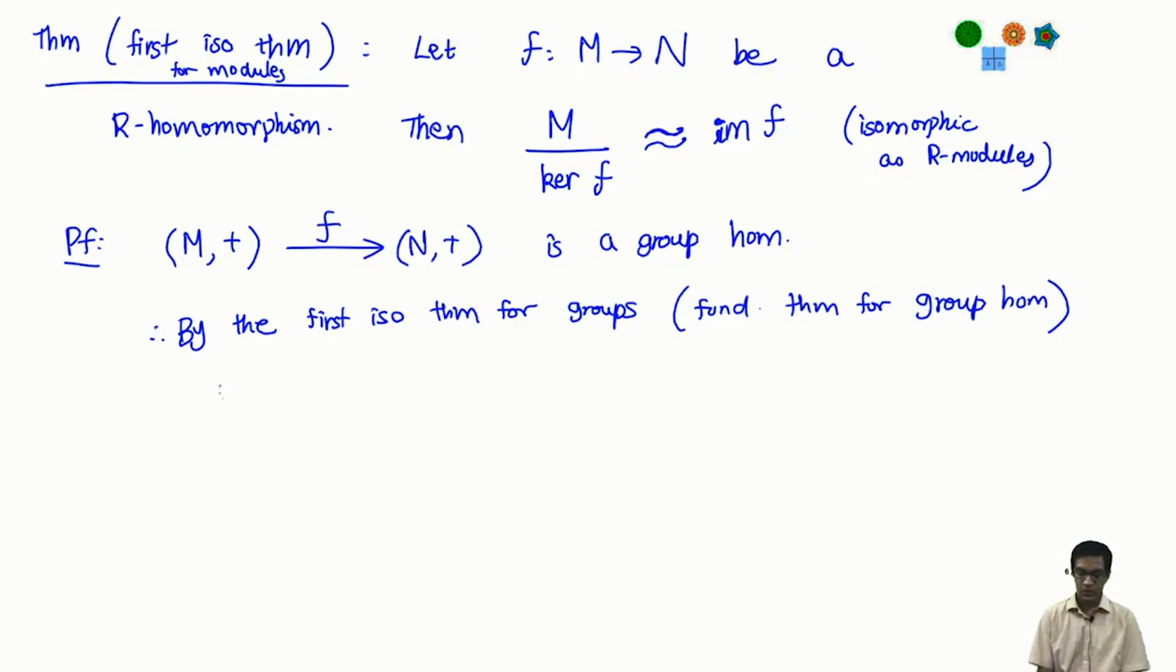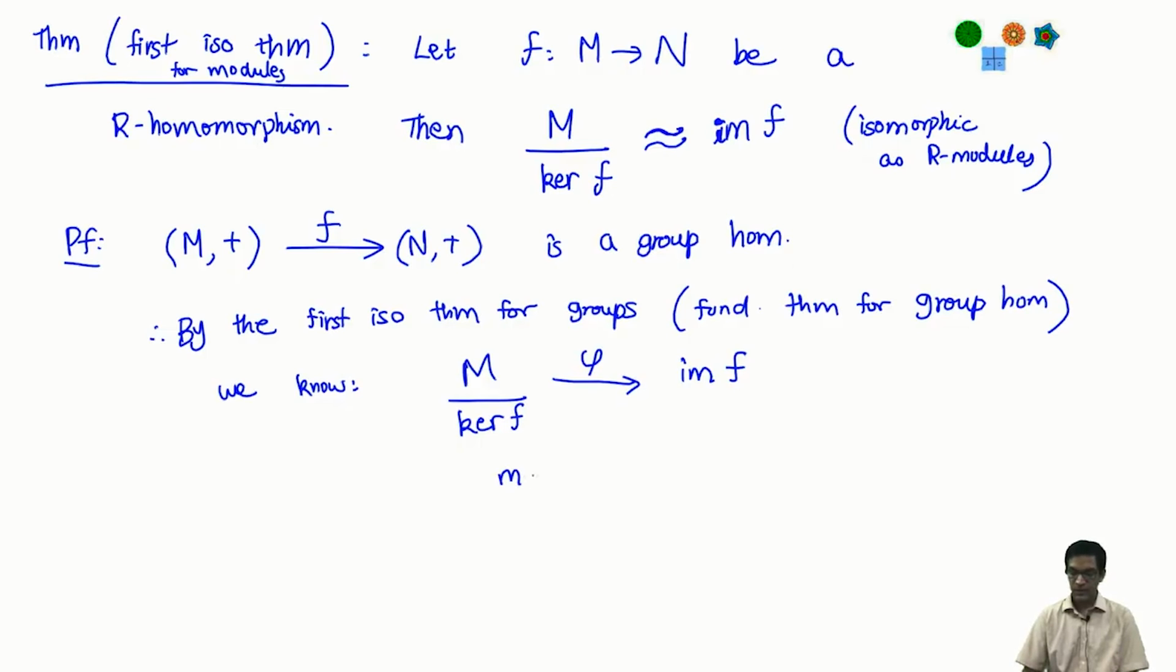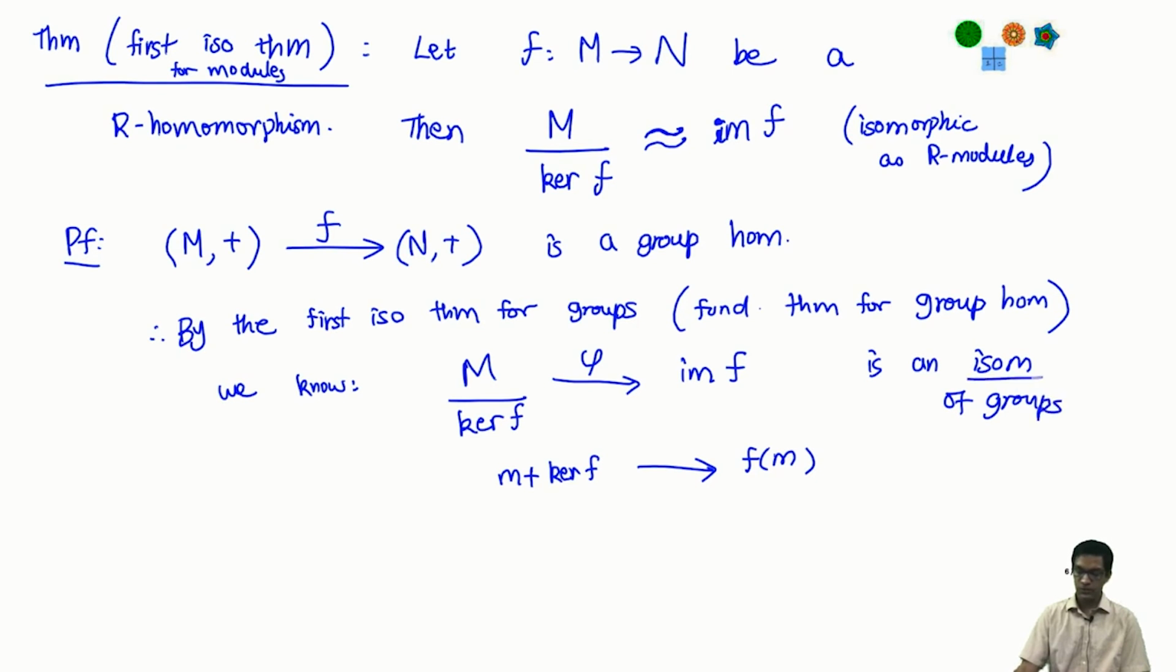By this we know the following, that we can define a map from the group M modulo the kernel of f to the group image of f. Okay, these are both now just the additive groups. There is a map between them, let's call it phi. What is this map? It sends m plus kernel of f, the coset, to just the value f of m. Okay. So we know that this is an isomorphism of groups.